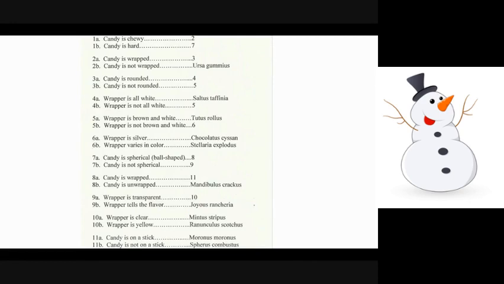Candy's wrapped, so we go to 3. Candy is not rounded. I hope it works. Oh, dang it. What are we doing wrong?